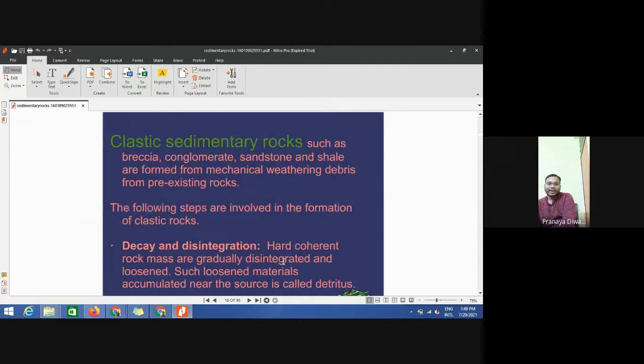Then how is the clastic rock formed? Clastic rock is formed by mechanical processes. A mechanical process is nothing but a process without any chemically active fluid.